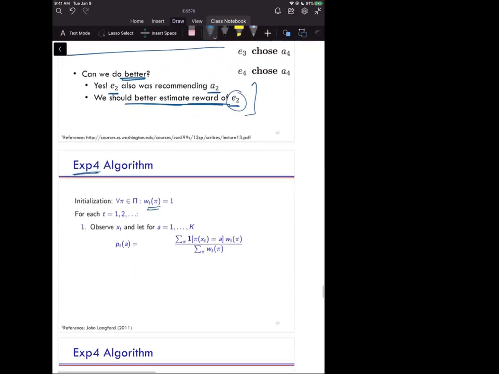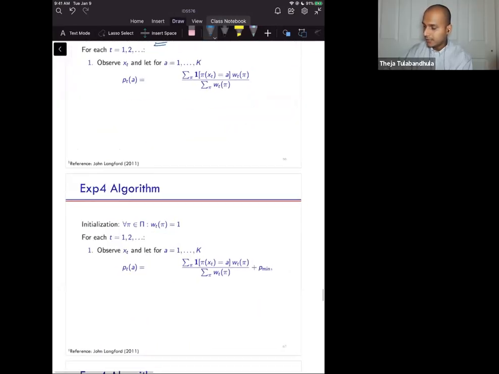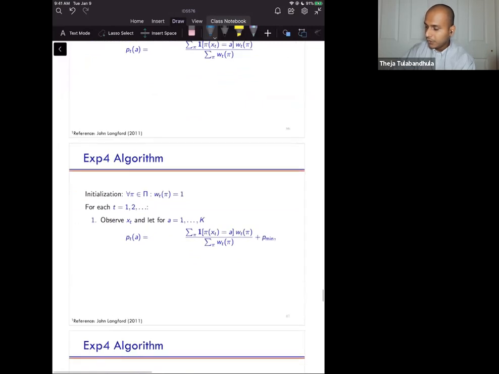It's exactly that, and that's what's written in this set of slides. So you maintain weights as 1 for everything. Remember, we are only looking at policies, so you can think of policies E1, E2, E3, and E4. This set is equal to capital pi, and any arbitrary element is little pi in this notation.